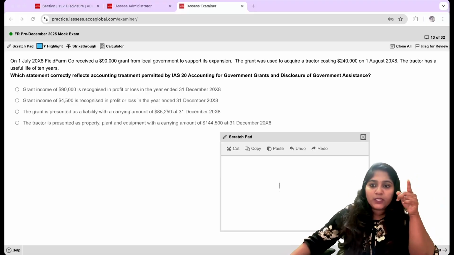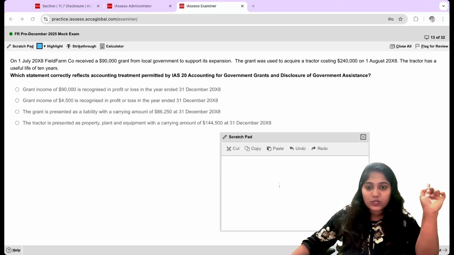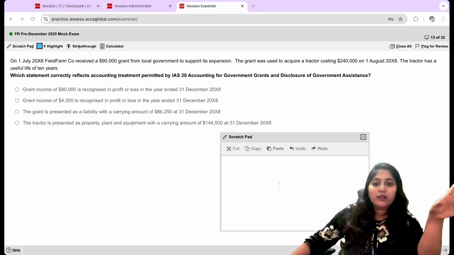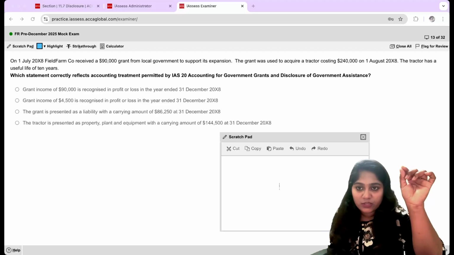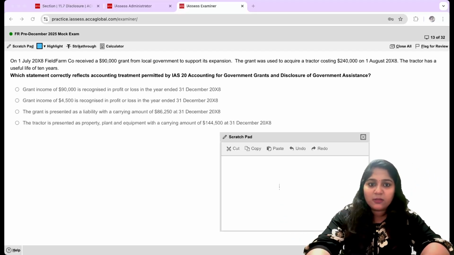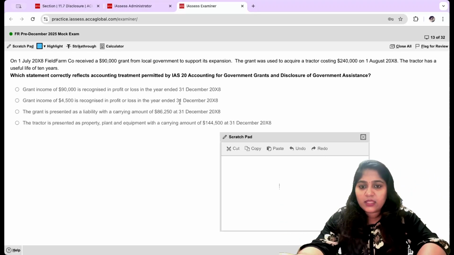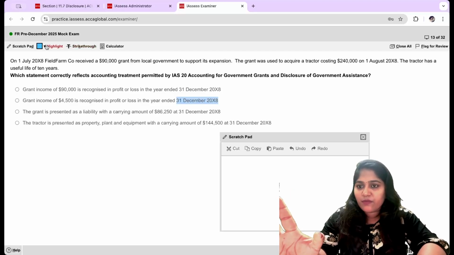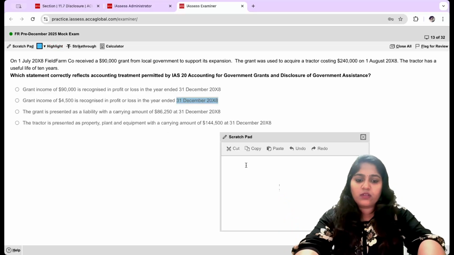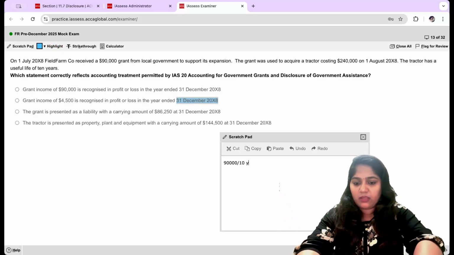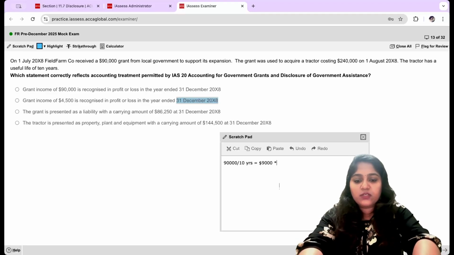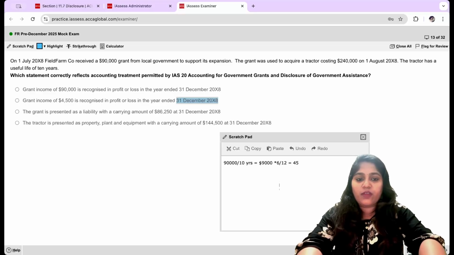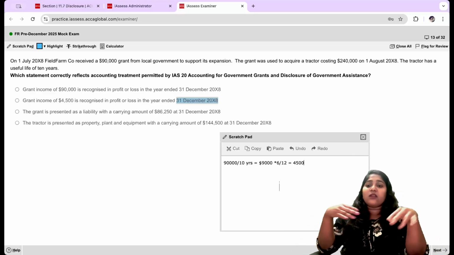Right, but look at option B. Grant income of 4,500 is recognized in the P&L in the year ended 31st December X8. Somewhere I feel it's the right answer, because the grant I received is on 1st July X8. What is my year ending here? The year ending here is 31st December X8. That means somewhere I feel like 6 months if we prorate it. Yeah, so if $90,000 I divided for 10 years, it should be $9,000 for every year. This into 6 by 12, I should actually get a value of 4,500 to be recognized in the current accounting period. So that's the right answer.